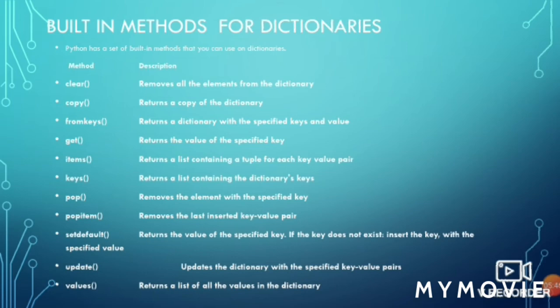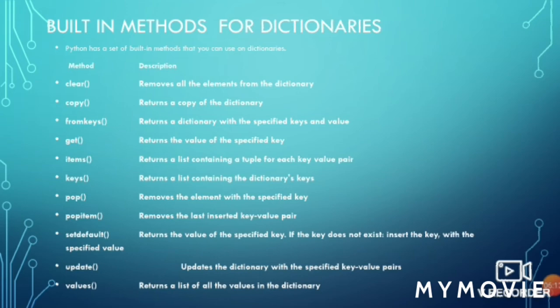Keys returns a list containing the dictionary's keys. Pop removes the element with the specified key. Popitem removes the last inserted key value pair. Return the value of the specified key, and if the key does not exist, insert the key with the specified value.